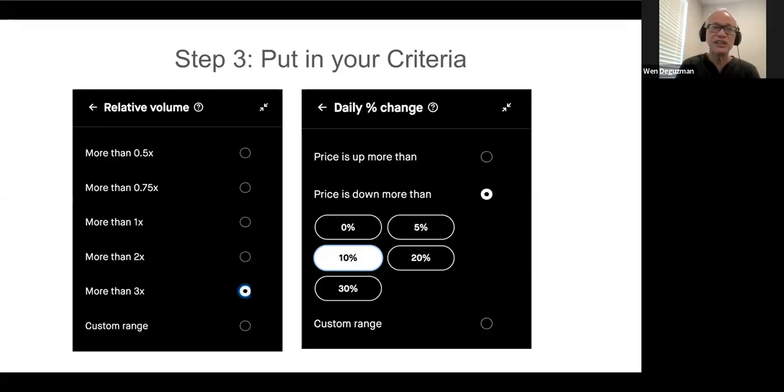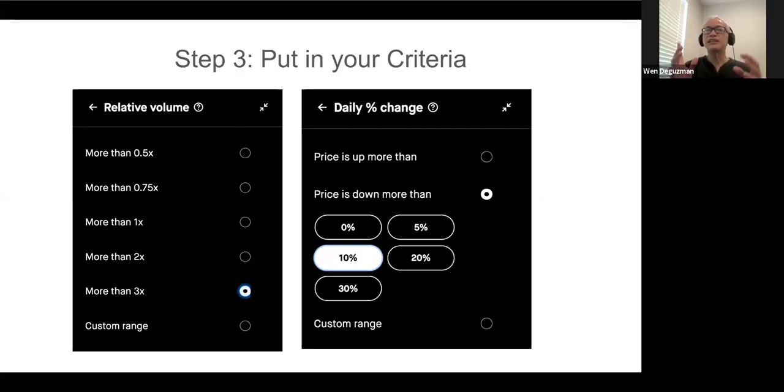But with Robinhood, I can only put more than 3x. When I try the custom range, it kind of doesn't work. I don't want an upper limit to the relative volume. So what I found specifically for Robinhood, if you just click more than 3x, it's good enough.